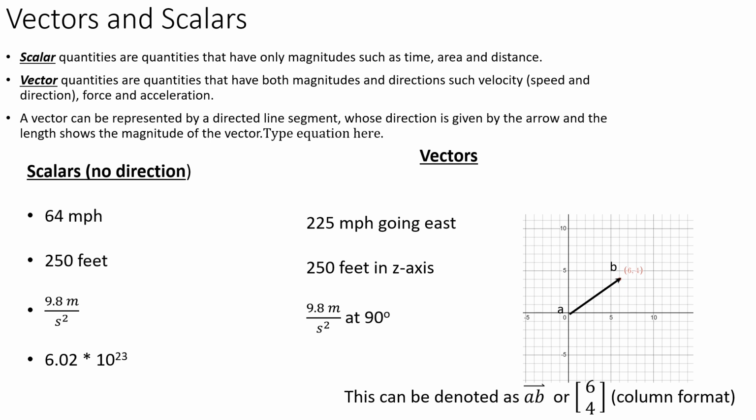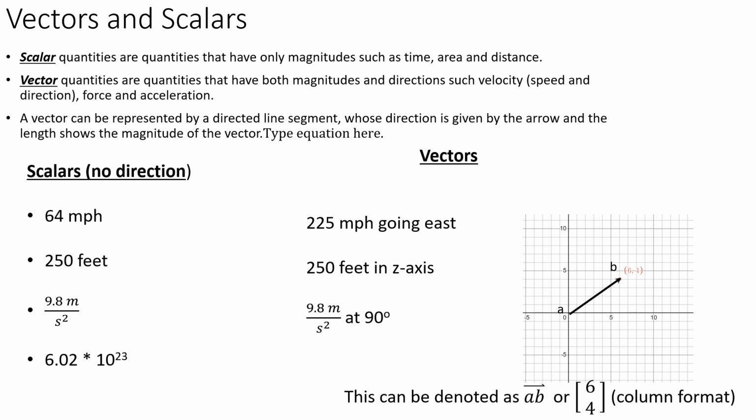Now let's talk about scalars. Scalars only have magnitudes. As I put here, 64 miles per hour, 250 feet, 9.8 meters per second squared. That's acceleration, by the way. To have you recognize, Avogadro's number is 6.02 times 10 to the 23rd. These are scalars. They have no direction. The vector is a scalar with direction.